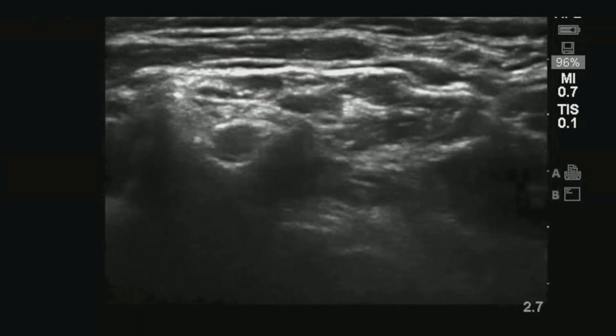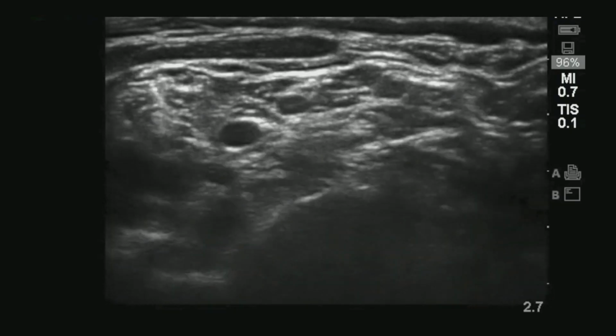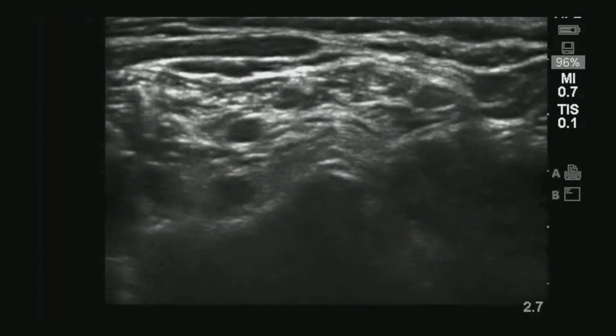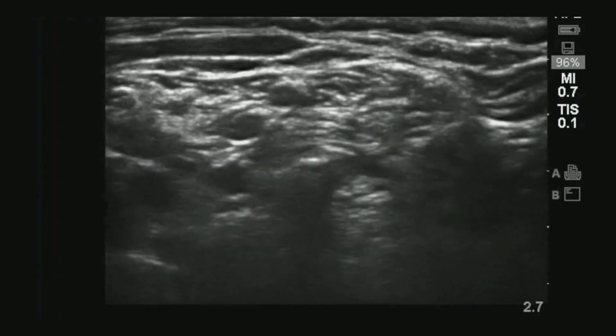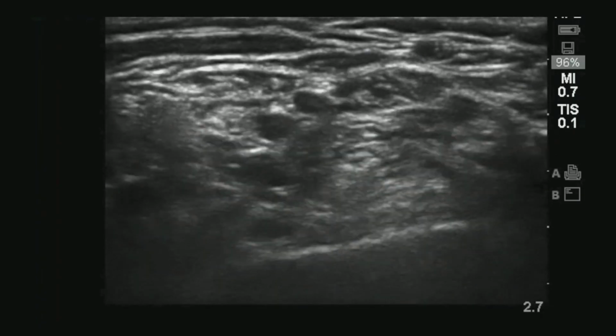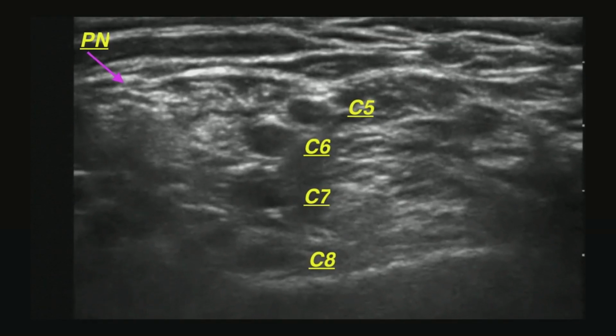As I trace down, this is the phrenic nerve. C6 appears. This moves a bit medial. And as I trace the C7, it is moving still further away. When I come to the C8 level, it has gone still further. So what is the implication of this?